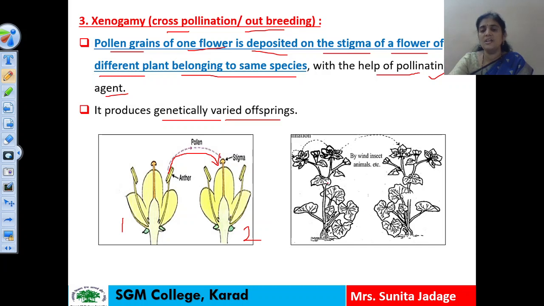Or you can see here, this is one plant and this is a second plant, and the anthers are producing pollen grains. These pollen grains are transferred from one plant to another plant with the help of wind, insects or any animal. Various pollinating agents we can see in the pollination mechanism. So in this way, the third type is known as cross pollination or outbreeding, because the pollination takes place between two different plants.